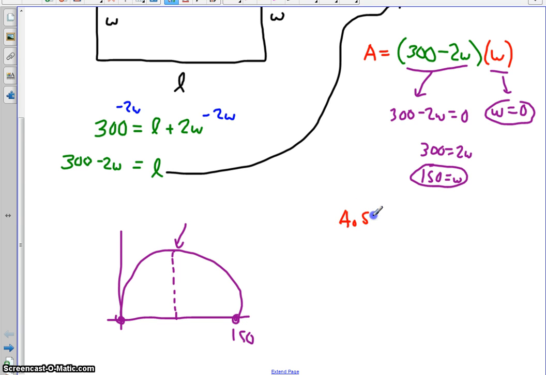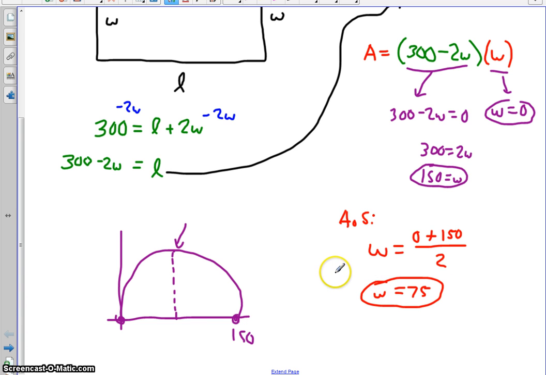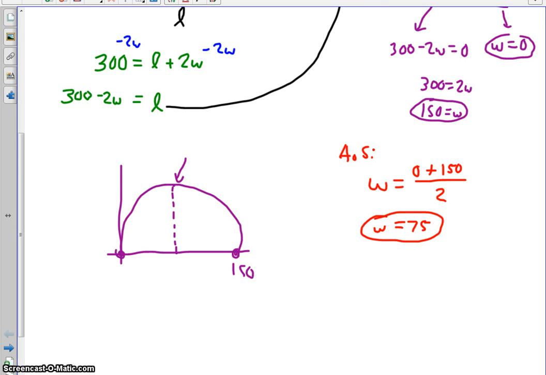So we can find our axis of symmetry here. It's going to be halfway in between our zeros. So W equals 0 plus 150, all divided by 2, which as we know is equal to 75. So what that tells me is that a width of 75 will give me a maximum area. Okay, and so once I know that width, I can find the length as well.